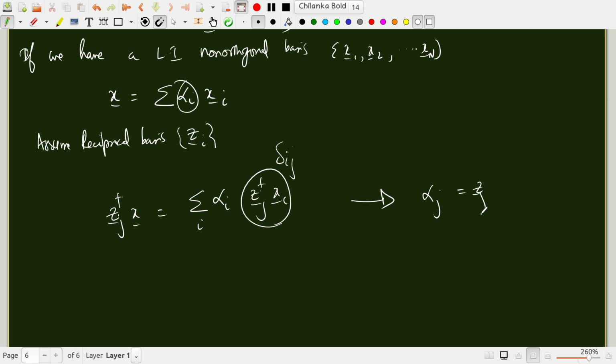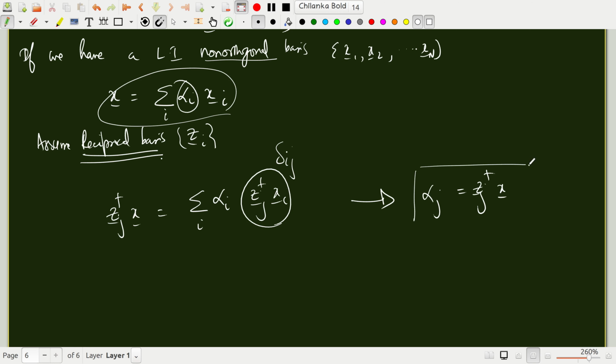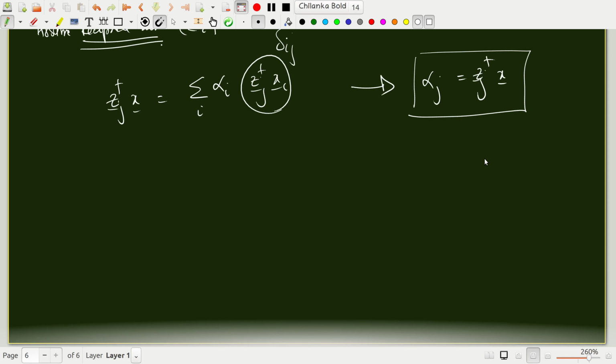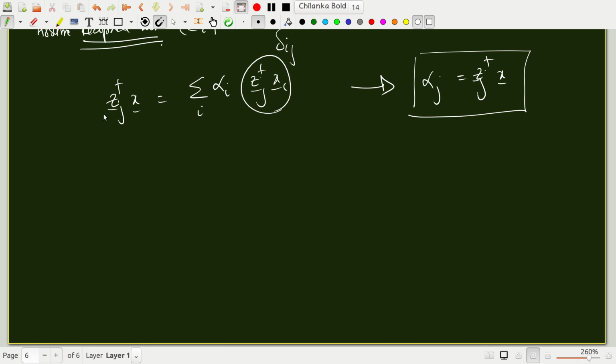So if you have a reciprocal basis, then the coefficients of expansion of any vector in a non-orthogonal linearly independent basis can be easily found by taking inner products of the original vector with the reciprocal basis. So the moment you find the reciprocal basis, it's almost as easy as an orthonormal basis.